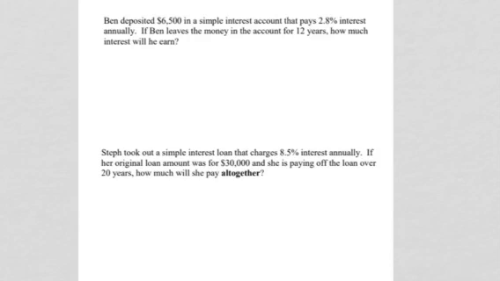All right, so it says Ben deposited $6,500 in a simple interest account. So there's our principal. That pays 2.8% interest, there's our rate, annually. So that's talking about every year. Annually means per year. If Ben leaves this money in the account for 12 years, well, there's our T, how much interest will he earn? So it's important to know what they're asking. Are they asking us for the interest or the ending balance? Well, they're just asking us for the interest. That means we can just plug the numbers into this formula, multiply, and we're done.